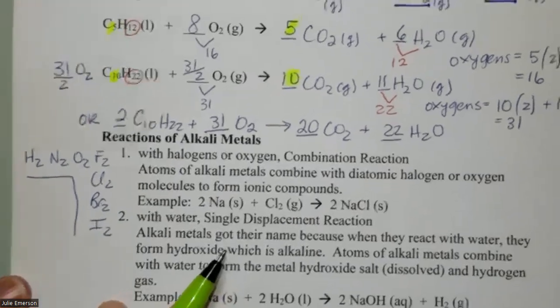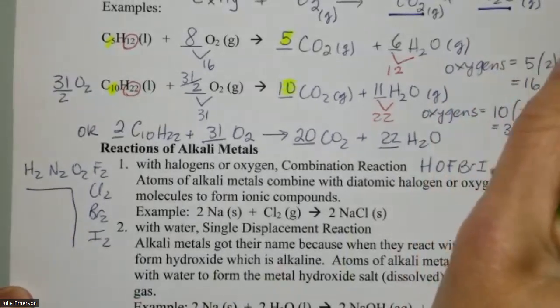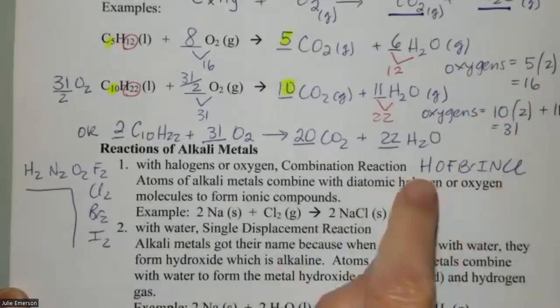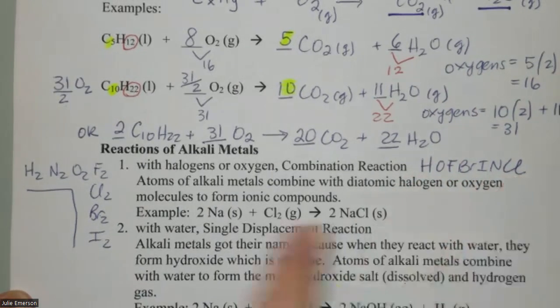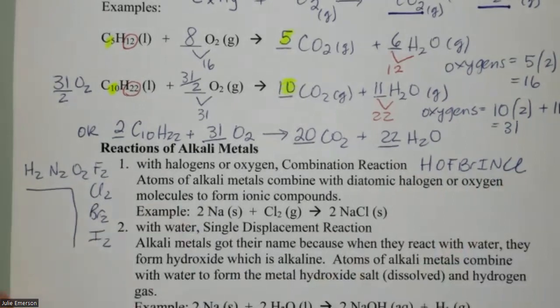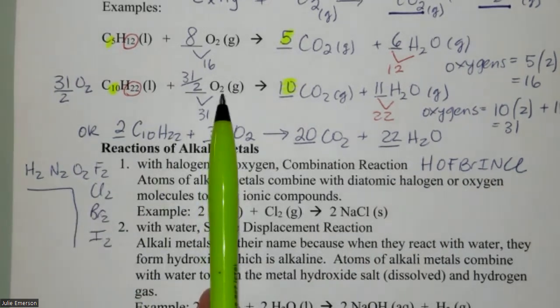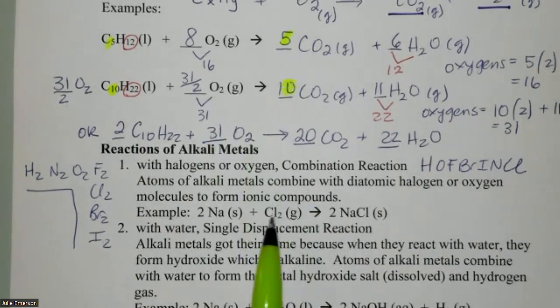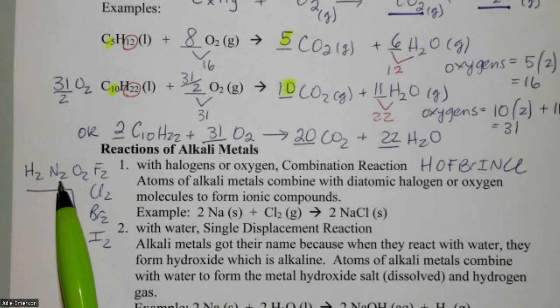Another way to do it is to remember Hofbrinkel, and this was what was in the notes. Those are your 7: hydrogen, oxygen, fluorine, bromine, iodine, nitrogen, chlorine, or the 7 on the table. But these 7 elements in their elemental form, not as ions, but in their elemental form, they are diatomic. So oxygen gas, O2, chlorine, Cl2, fluorine, F2, nitrogen gas, N2.